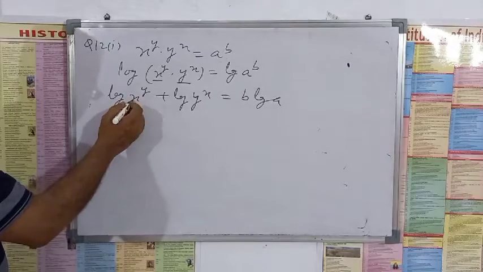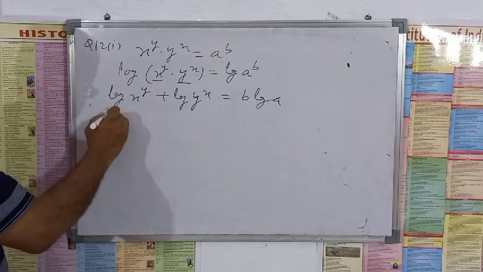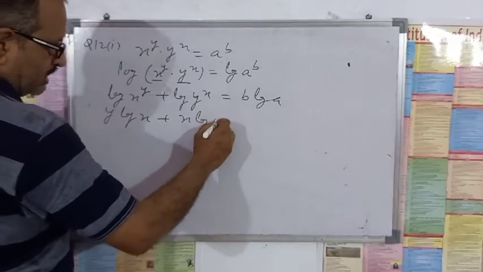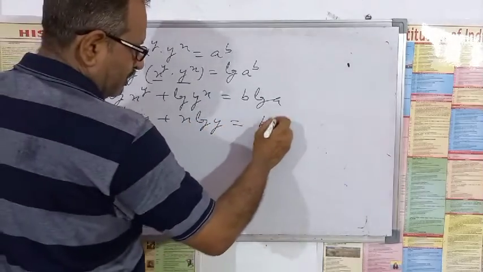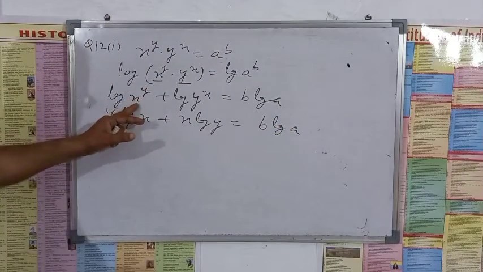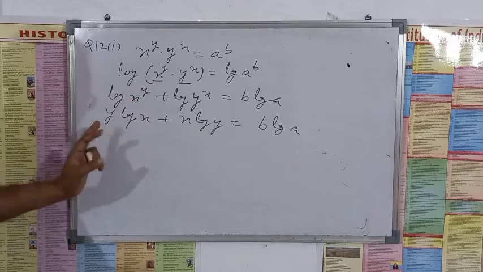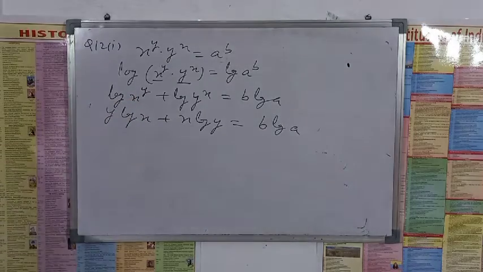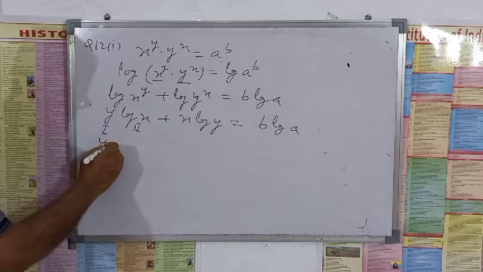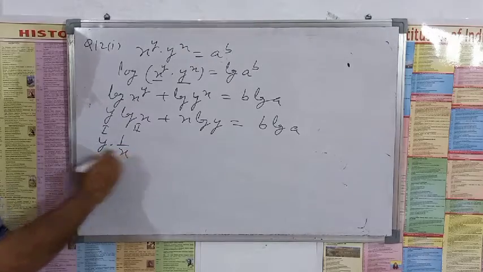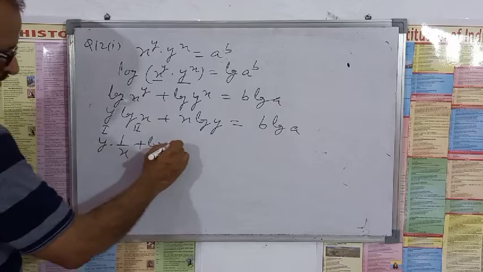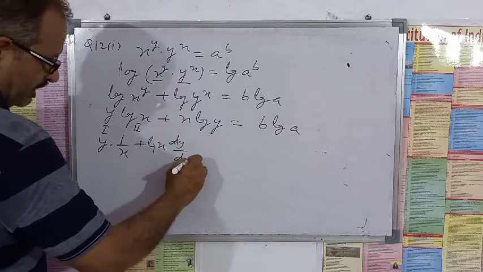Again use the power rule, log m to the power n is n log m. So it is y log x, and this one x log y. Use the power rule here, m to the power n, n log m, so it is y log x. Now differentiate it. This one is the first function, this is the second function. So first function y, derivative of log x is 1 by x, plus log x, second function, derivative of y, dy by dx.